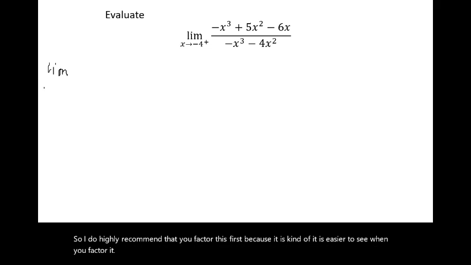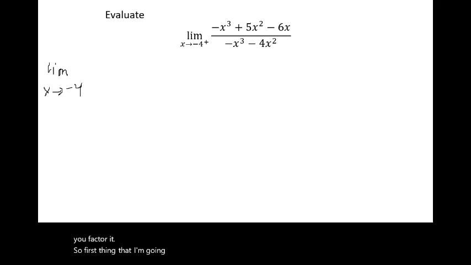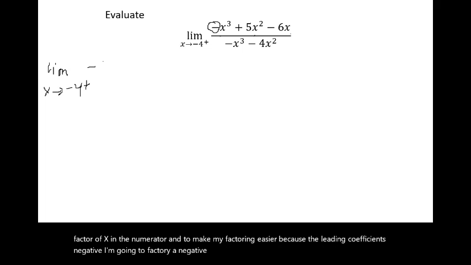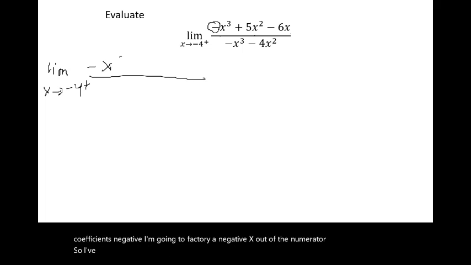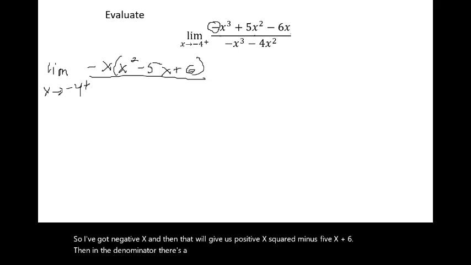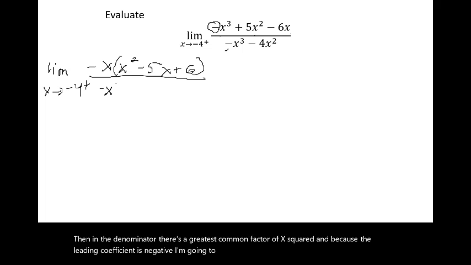So first thing that I'm going to do is taking a look in the numerator, there's a greatest common factor of x in the numerator. And to make my factoring easier, because the leading coefficient's negative, I'm going to factor a negative x out of the numerator. So I've got negative x, and then that will give us positive x squared minus 5x plus 6. Then in the denominator, there's a greatest common factor of x squared, and because the leading coefficient is negative, I'm going to factor a negative x squared out of the denominator, giving me x plus 4.